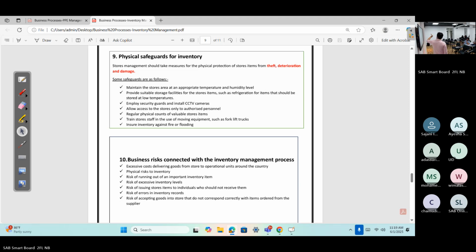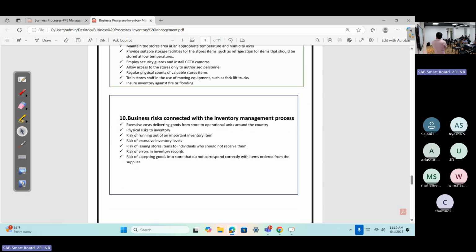Again, I will tell: CCTV camera, appointing security guard, that is access control, allow access to the stores only to authorized persons. How can you control this? By appointing a security guard. So appointing a security guard, fixing CCTV camera, maintaining certain food items with refrigeration help, and train store staff to use moving equipment such as forklifts and trucks.